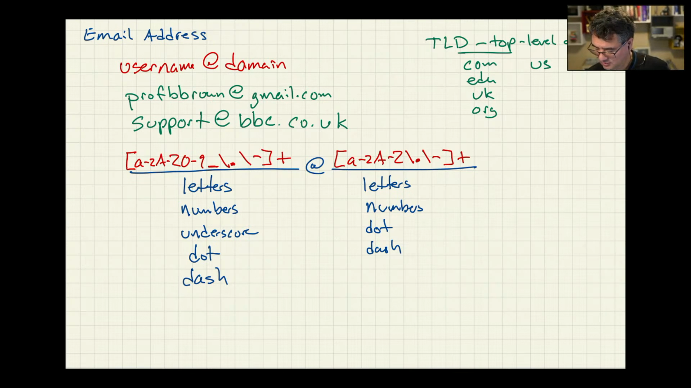This is not perfect by any means. For example, this will allow something like support at ... .com, just because the dots are included here. So it's not really going to reject things that are clearly not valid email addresses, but it might be good enough.